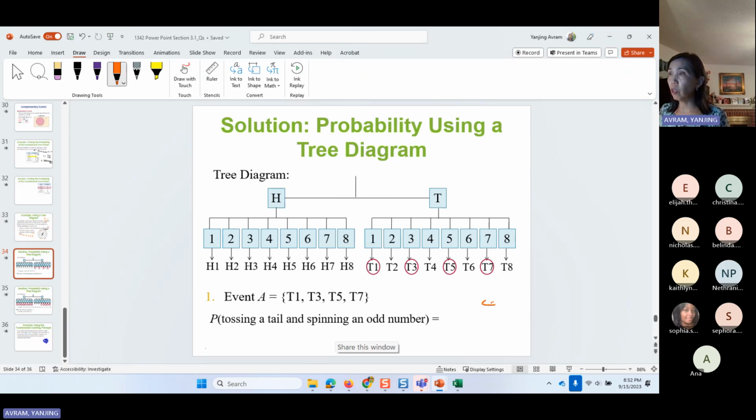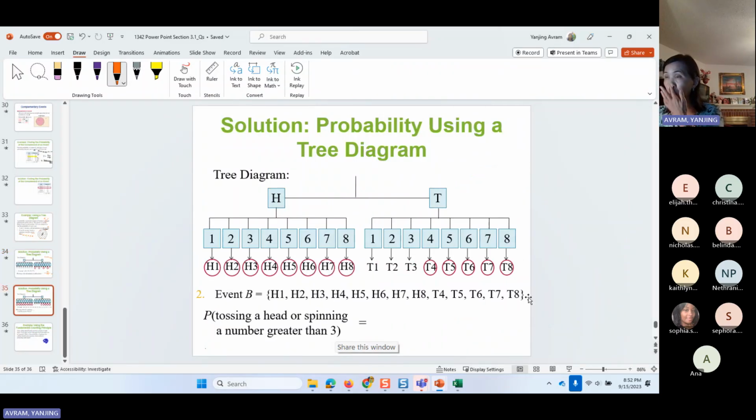So that is 4 divided by the total. What is my total? The first one has 2 outcomes and the second has 8 outcomes, so my total is 16. In order to find the probability, I have to find the total. Simplifying, 4 out of 16 is 1 out of 4, or 0.25. That is the probability of tossing a tail and spinning an odd number. You can find that from the tree diagram very clearly and count the total: 16 outcomes.